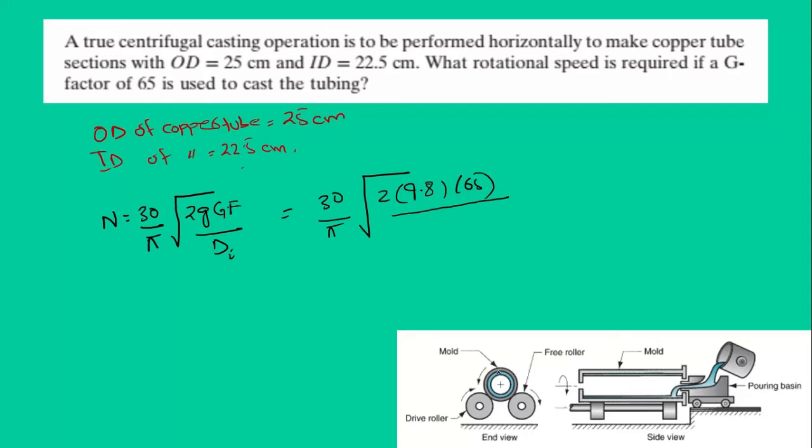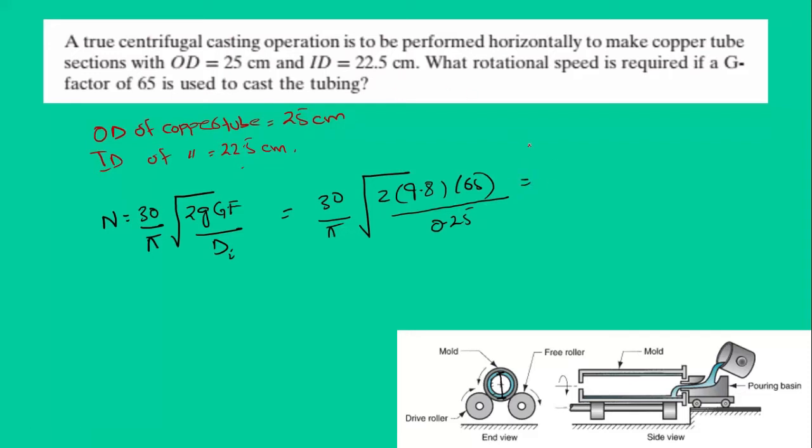As this is the inside diameter of the mold, you can see the inside diameter of the mold will be the outside diameter of the cast product, right? The inside diameter of the mold is the outside diameter of this blue cast product. So the outside diameter of the copper tube is 25 centimeter. So this 25 centimeter is the inside diameter of our mold cavity. So we have 0.25 meter.